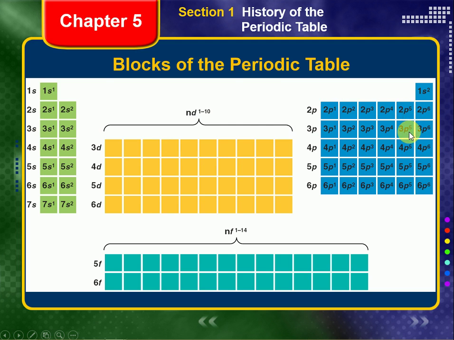As you go down any particular column, like here with the halogens, these are always P5, P5, P5, P5, P5. And so they have the same number of valence electrons, therefore they'll have the same types of characteristics.